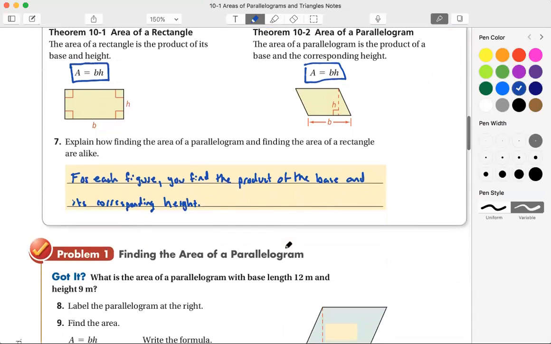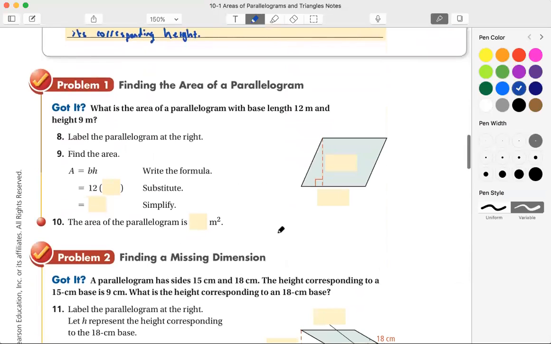Okay, so let's try problem number 1. What is the area of a parallelogram with base length 12 and height 9? So problem 8, let's label the parallelogram. We know the base is 12 meters, let's label that. And we know the height is 9 meters, let's label that. All right, let's find the area. Substitute into the formula. So the area equals 12 times 9. Multiply 12 times 9, we get 108. So the area of the parallelogram is 108 meters squared.